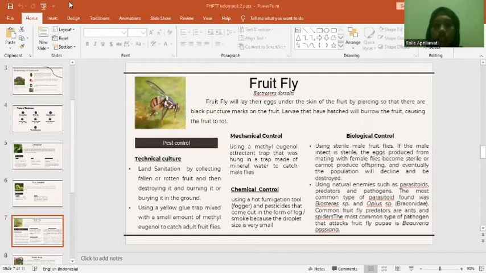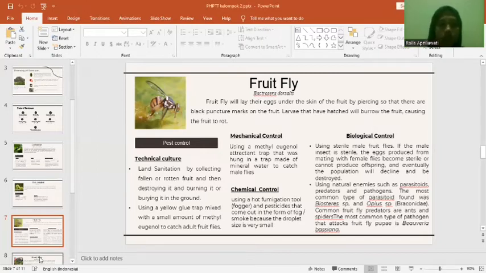Using natural enemies such as parasitoids, predators, and pathogens. The most common types of parasitoid found were Biosteres sp. and Opius sp. Common fruit fly predators are ants and spiders. The most common type of pathogen that attacks fruit fly pupae is Beauveria bassiana.